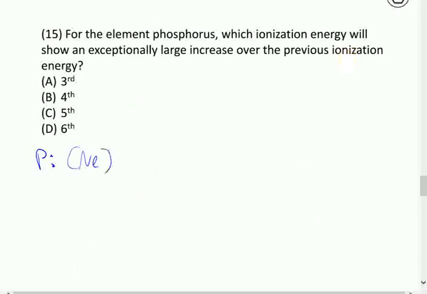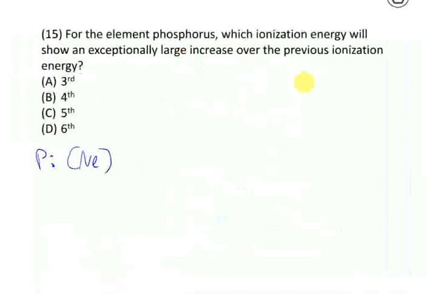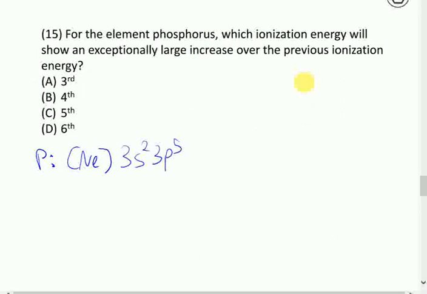But what we really care about for ionization energies are the valence electrons, because those are the ones that get pulled off first. So if we go to the valence shell, it's going to be 3s2, 3p1, 2, 3. That means we have 5 valence electrons, because for p block elements, the outermost s and p electrons are counted as valence electrons. Both of the s and p subshells count as valence electrons.